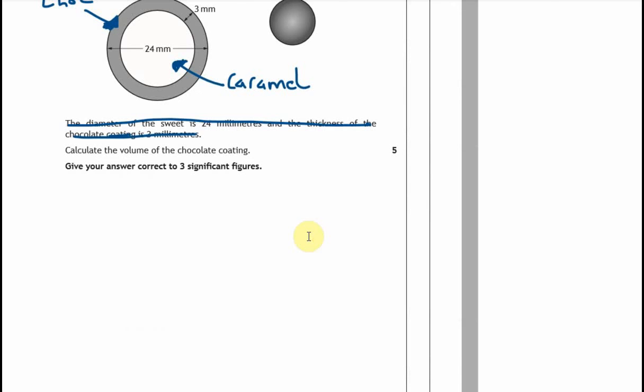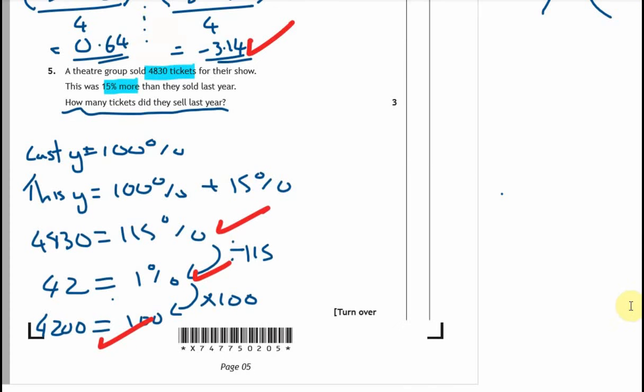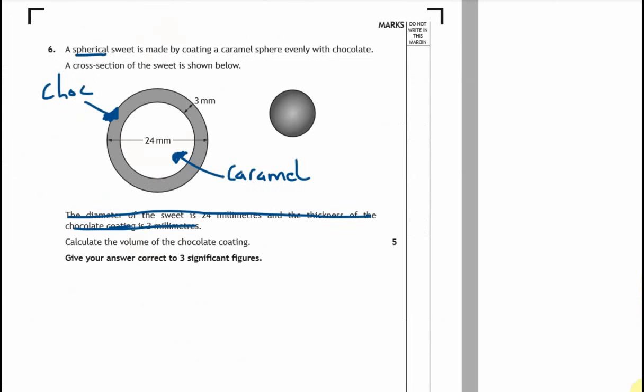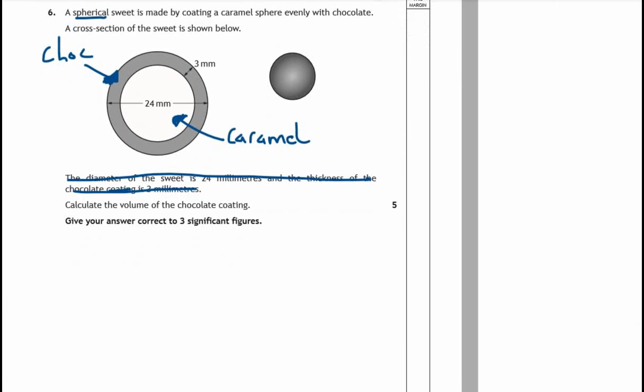Now, obviously, there's a bit of a twist to this one, because we're trying to work out the chocolate section, which is all the way around here. So how do you do that? Well, we know the volume of a sphere is 4/3 pi r cubed.